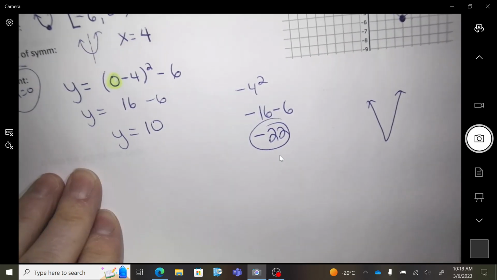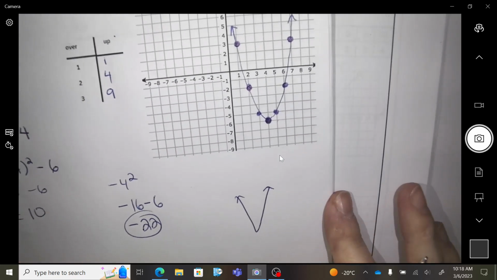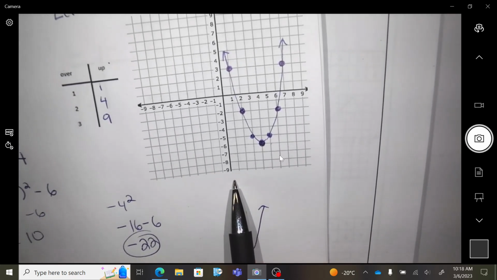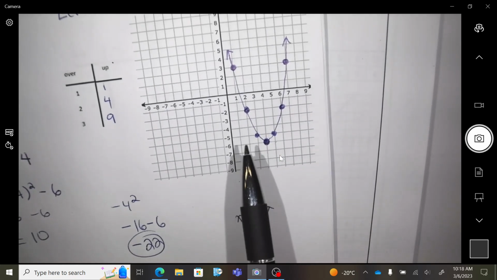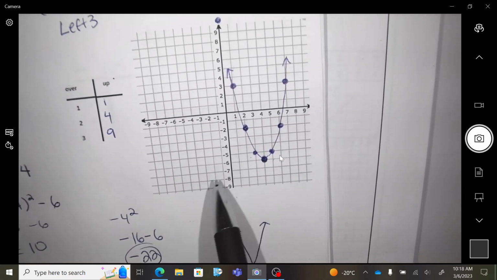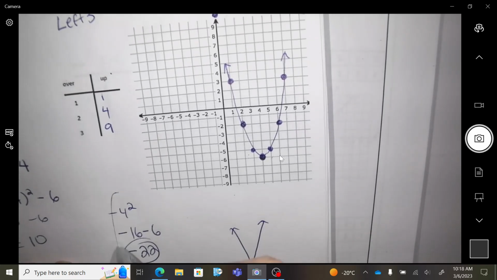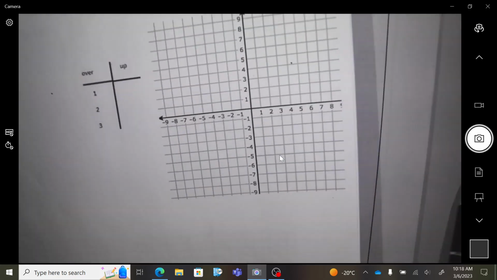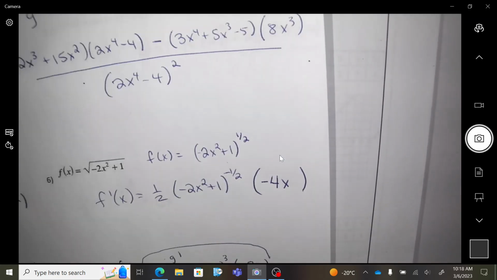If that was you, because you just typed it wrong in your calculator, would you have realized your y-intercept of -22 doesn't make sense? You see it? There's no way this is going to cross the y-axis at -22, right? So make those connections. That stuff happens, but then you can always look, well, yeah, it doesn't make sense.